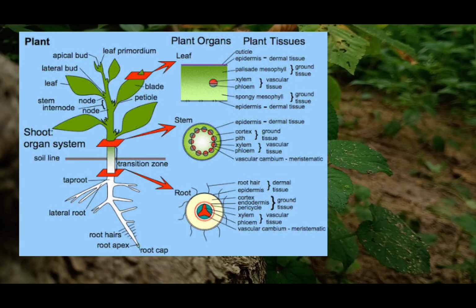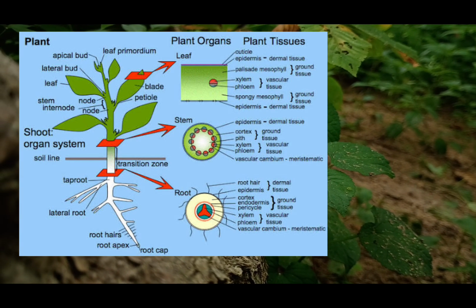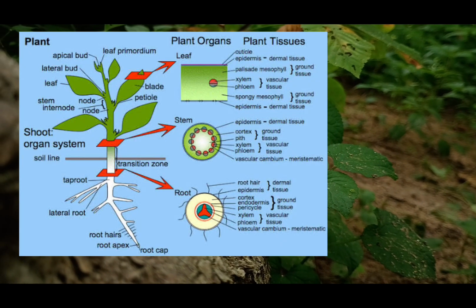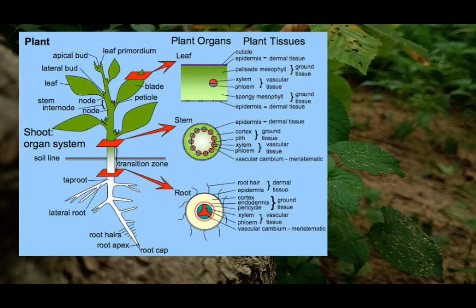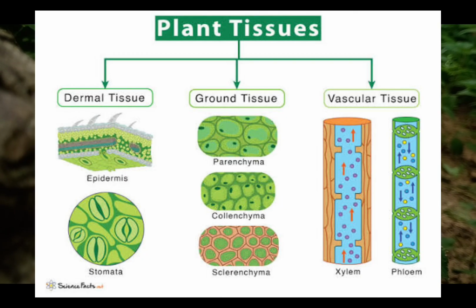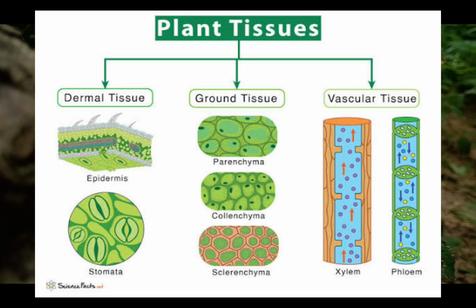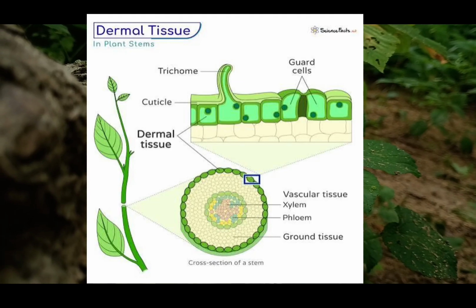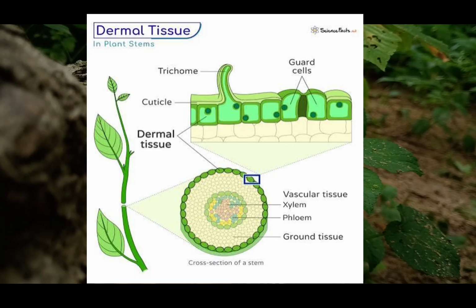Now, plants are an organized hierarchy. They have cells, tissues, and organ systems. And there's a lot of different types of tissues. So to start, we have dermal tissue, and its main purpose is for protection. The dermal tissue forms the epidermis, and the epidermis includes three different main parts: the cuticle, the stomata, and trichomes.